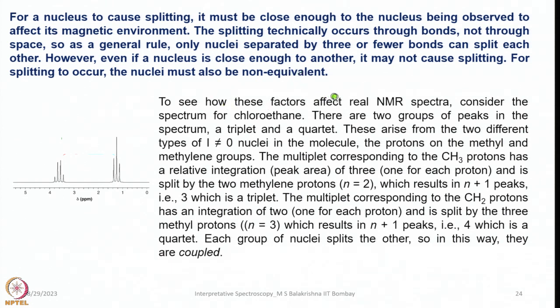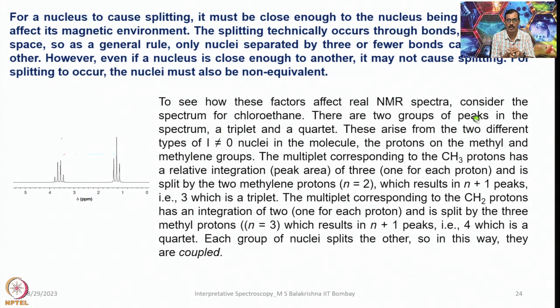To see how these factors affect real NMR spectra, consider the spectrum for chloroethane here. There are two groups of peaks in the spectrum, as I mentioned, a triplet and a quartet. These arise from the two different types of I equals non-zero nuclei in the molecule, the protons on the methyl and methylene groups. The multiplet corresponding to CH3 protons has a relative integration of 3, one for each proton, and is split by the 2 methylene protons, N equals 2, which results in N+1 peaks, that is 3, which is a triplet.